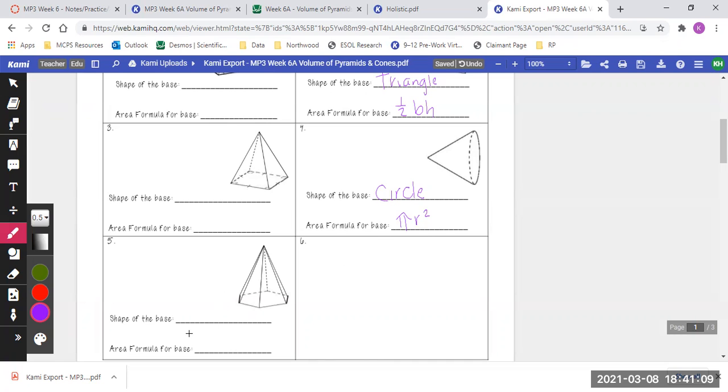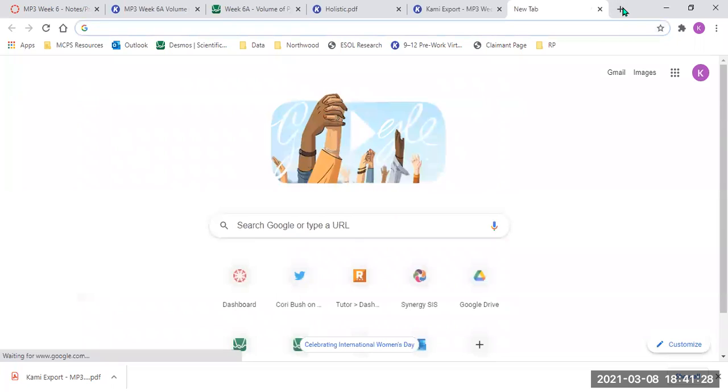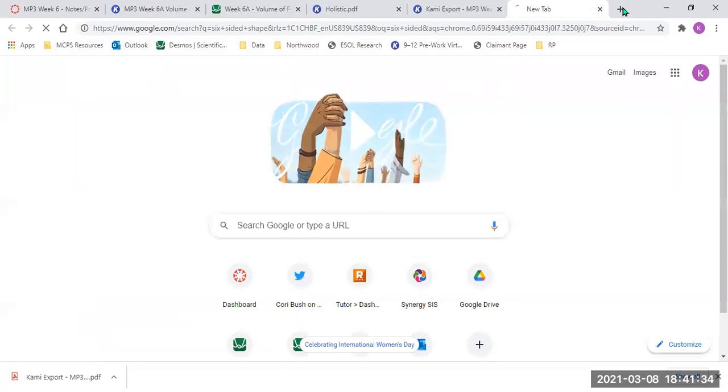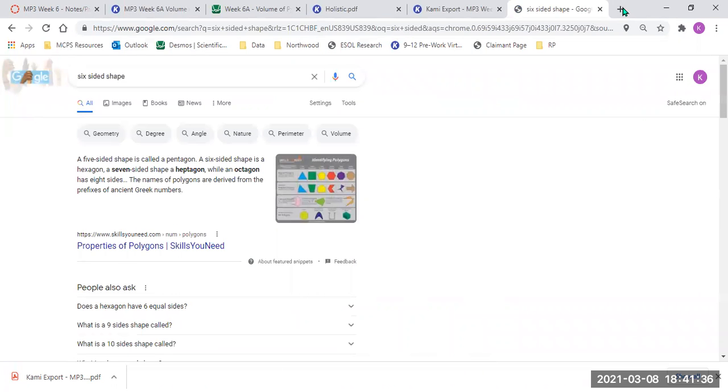Now, since you're watching this movie, let's figure out how to look this up. Because for number 5, it's definitely a different shape. What do we have? Let's mark it: 1, 2, 3, 4, 5, 6 sides on the base. If I do not know what that is, I go online. A six-sided shape is a hexagon.